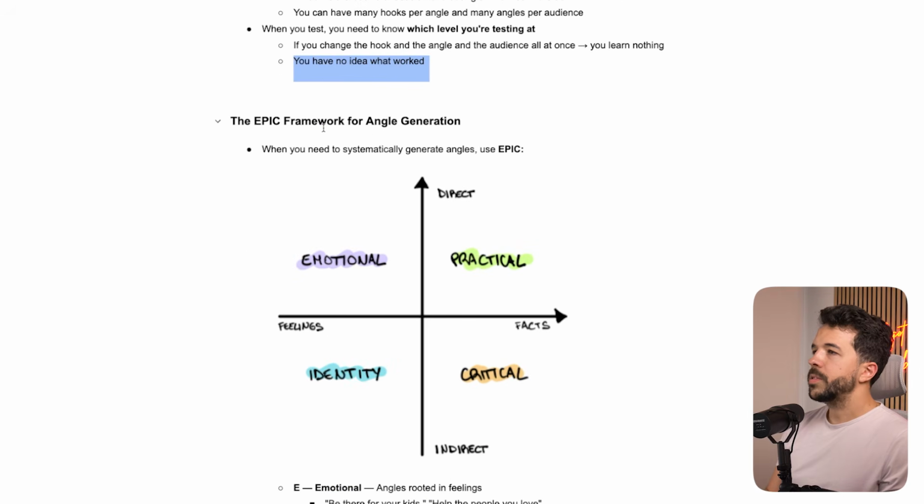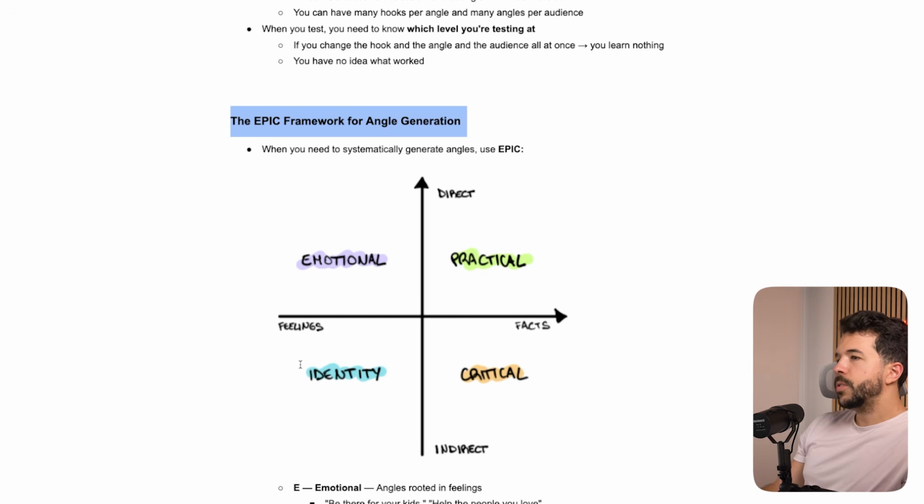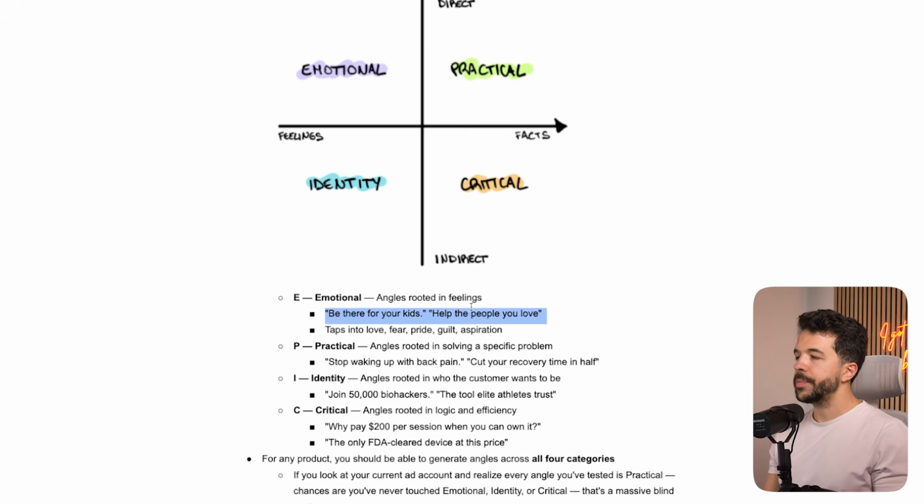Now, speaking about angles, we use the EPIC framework to generate new angles. I constantly talk about this, and I truly believe it's a great way to find new angles at scale. Imagine an XY axis. On the X side, you have feelings on the left, facts on the right, and bottom up, you have indirect and direct. So, EPIC stands for emotional, practical, identity, and critical. E, emotional. These are angles rooted in feelings. Be there for your kids. Help the people you love. You tap into love, fear, pride, guilt, and aspiration.